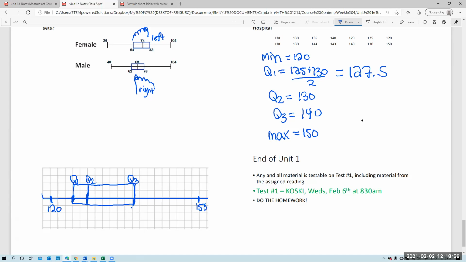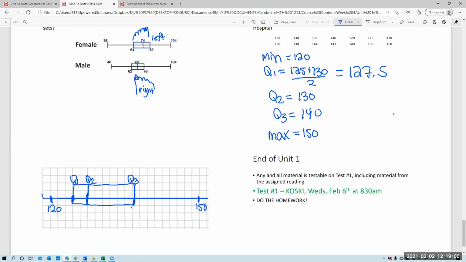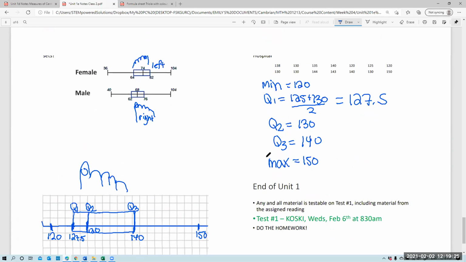So that's how I would generate a box plot. I'd actually have to label it a little bit, so I'd put in some numbers: 127.5, 130, 140. And the skew, again, I think would be right skewed because the data kind of tails off to the right. So that, ladies and gentlemen, is the end of Unit 1.